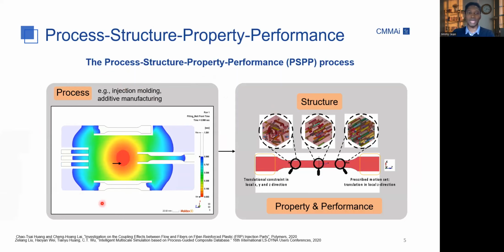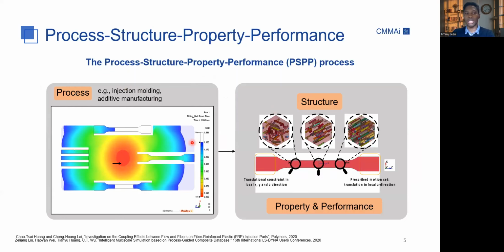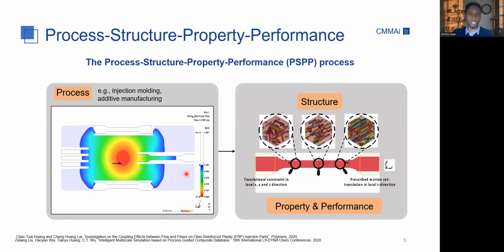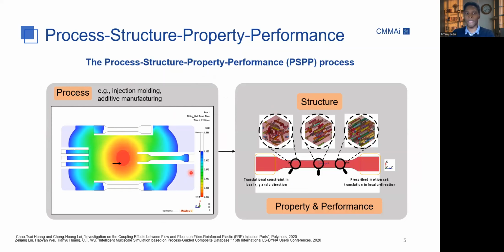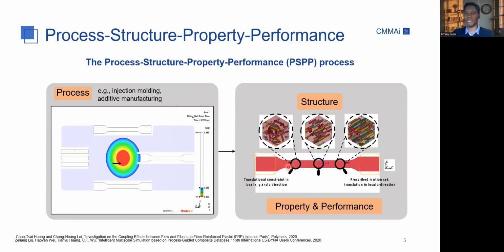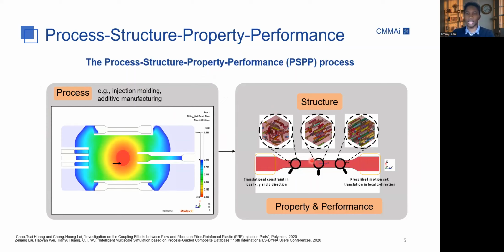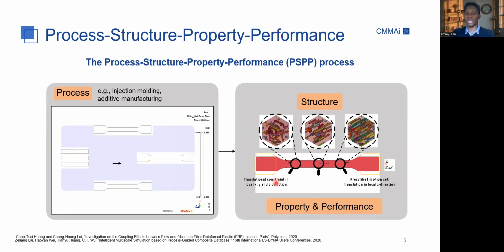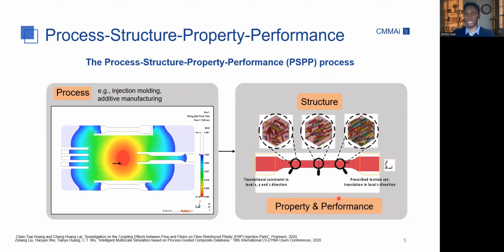For example, here we might have injection molding as a process for generating a dog-shaped bone specimen. Then this process is going to influence the microstructure of that specimen, where we might have short fibers with different distributions and different orientations. And finally, this microstructure is going to impact the property and performance of that dog bone-shaped specimen when we carry out experiment on it.